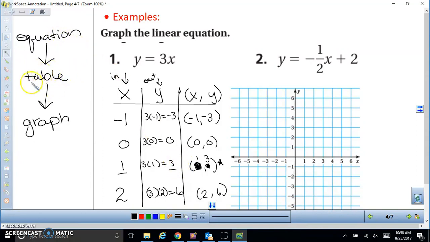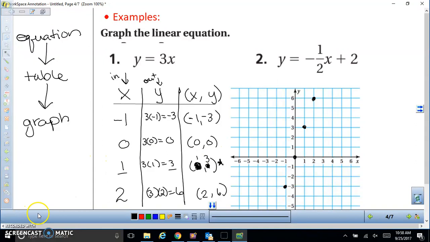Now, again, equation. We made some of the table. We won't be able to make all of it, but we took those 4 points that I said you should use, and now we're going to graph it. Remember how to graph. We're going to go -1, -3, 0, 0, 1, 3, 2, 6, and we have graphed it.